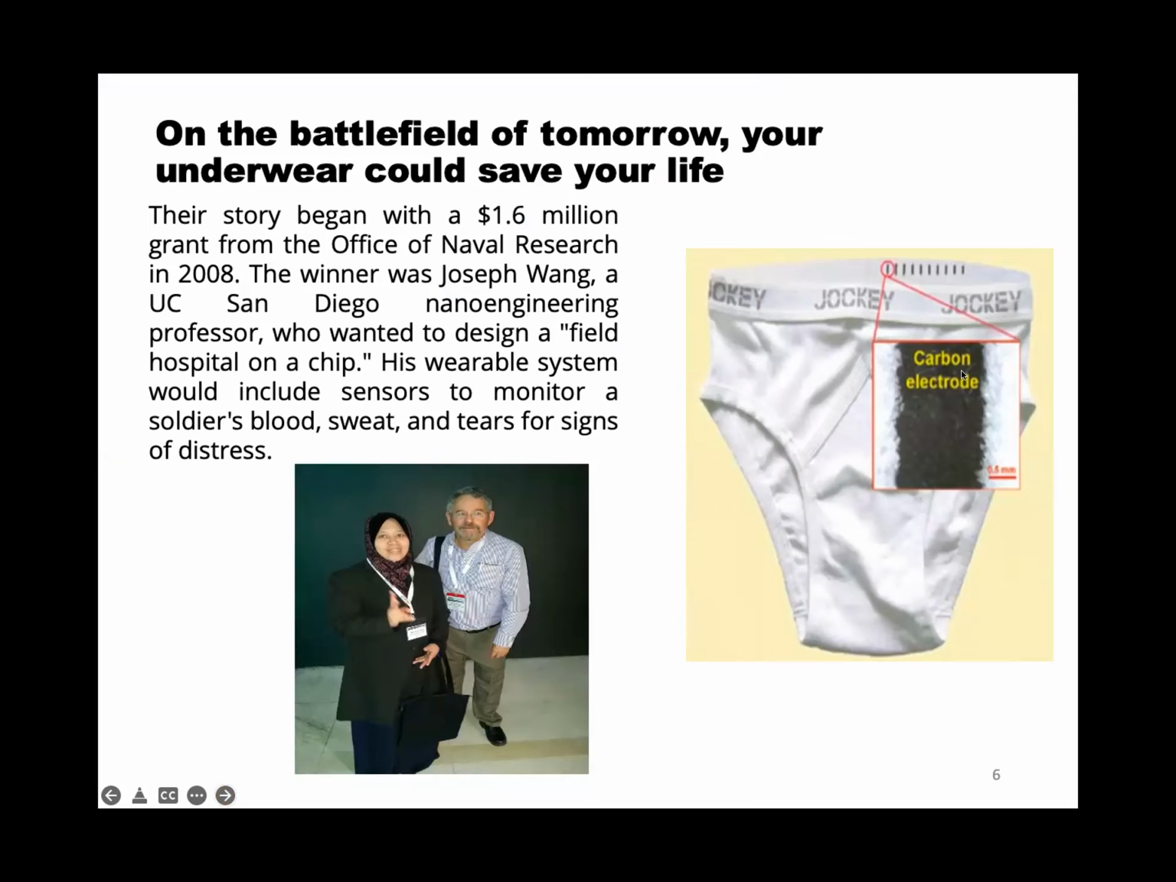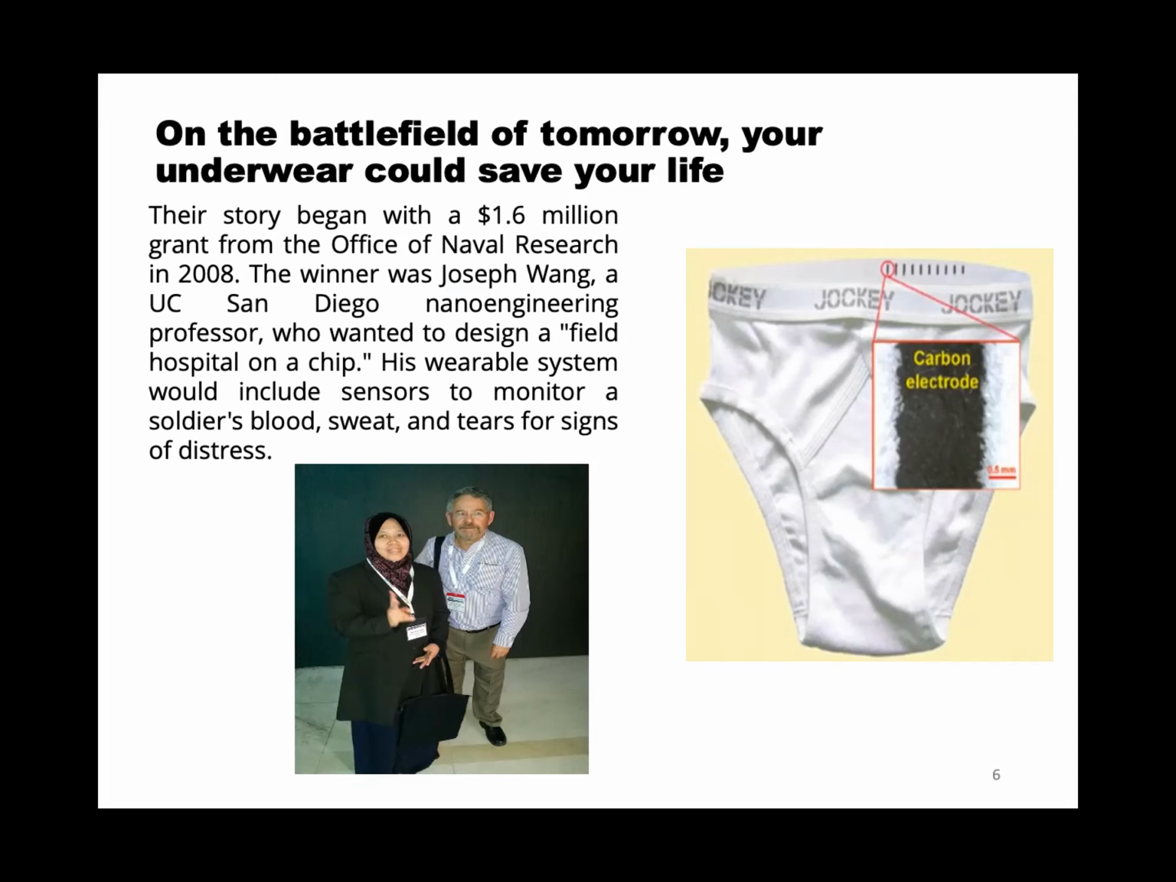Since the electrode also can be printed on your clothes, yeah? So it's possible that we can have the sensors embedded in our clothes, in our shoes, or in whatever that we wear. Yeah? So this is Professor Joseph Wang, who tried before to come up with what he called a field hospital on a chip.